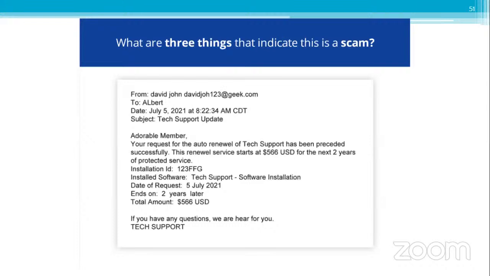Yes, KG, your hand is up again. Is it a new hand or an old hand? It was old, but I think I can still contribute. I'm seeing the email is from David John at jet.com. I don't know if it should be like that, but I think it was supposed to be at Gmail. So I'm not sure of the source of this email. Yes, you're right. And secondly, the last one says, if you have questions, we are here for you. How are you here for us? No contact, no nothing. Correct. I think you guys now know the red flags of these things.